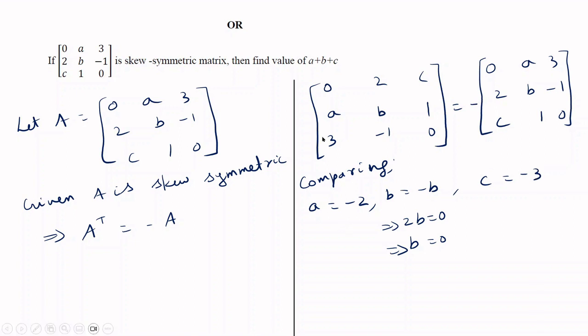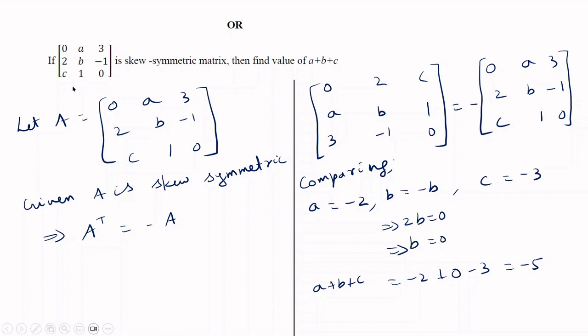We have to find the value of a plus b plus c. So a plus b plus c is equal to minus 2 plus 0 minus 3, which is minus 5. So the sum of a, b and c is equal to minus 5.